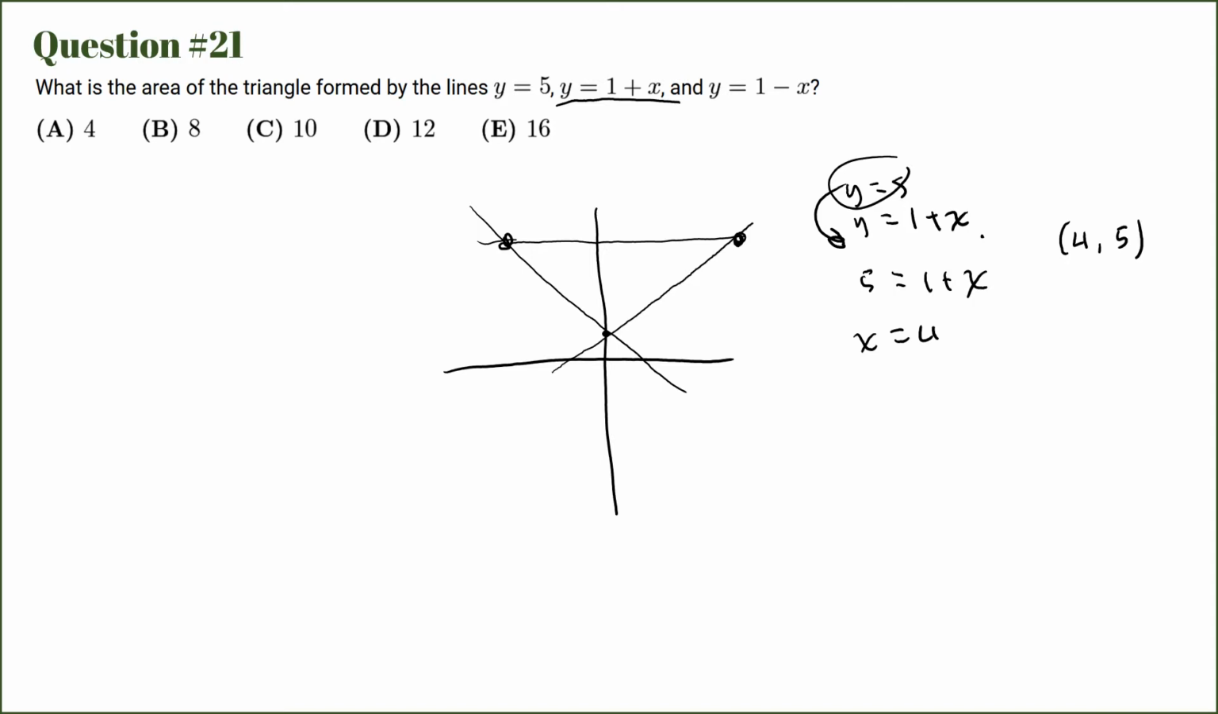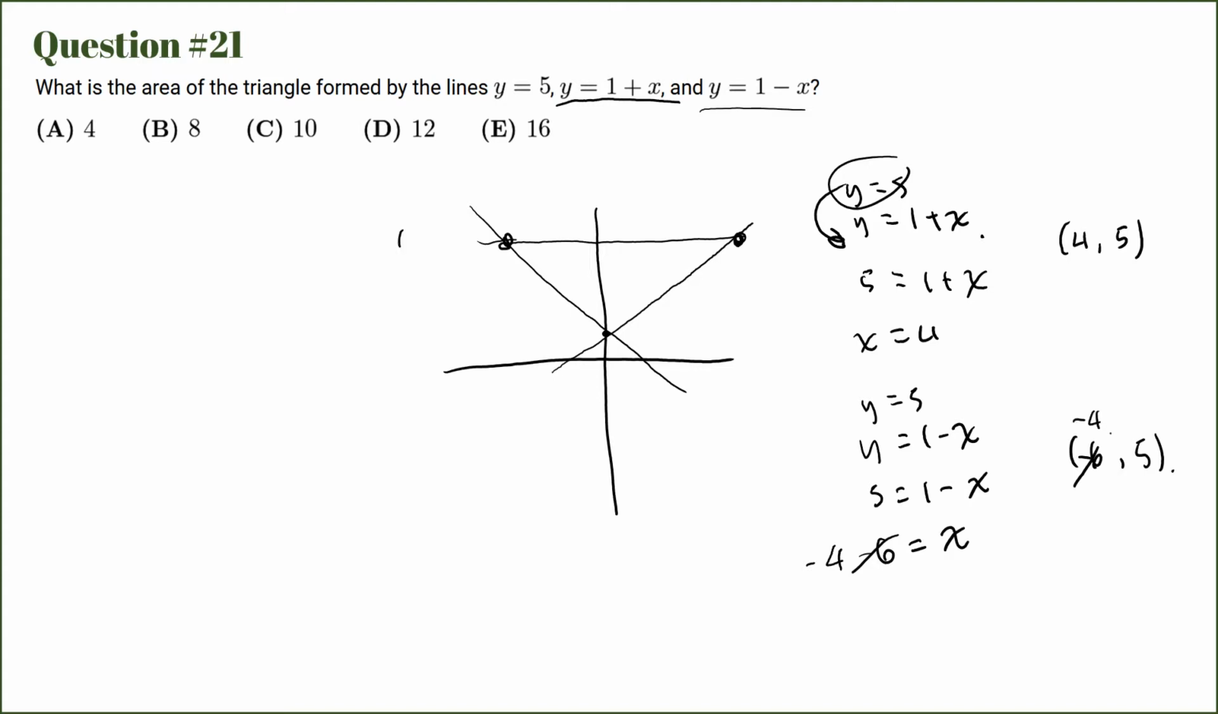And y equals 5 and y equals 1 minus x intersect when y equals 5 and x equals negative 4. Sorry, so we know that this is negative 4, 5, and this is 4, 5.